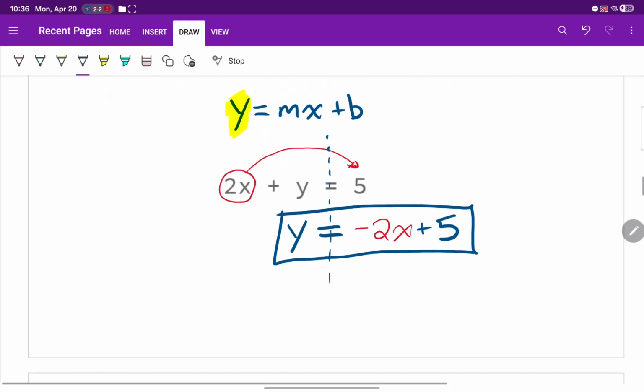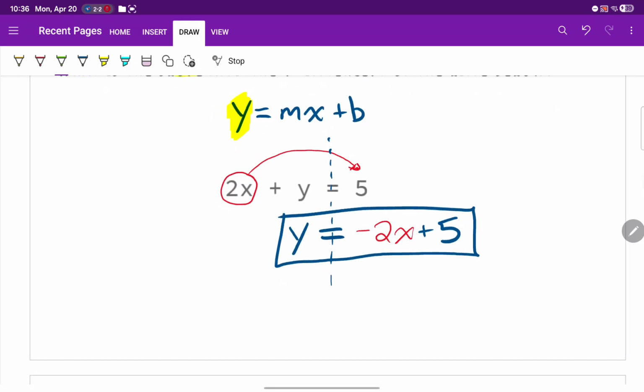And hopefully we can all recognize that from here, my slope is equal to negative 2 over 1, and my y-intercept is equal to positive 5. Our goal in these questions today is to always get y by itself. That is our goal. Once y is by itself, or isolated, we can determine the equation of the line. So let's continue.